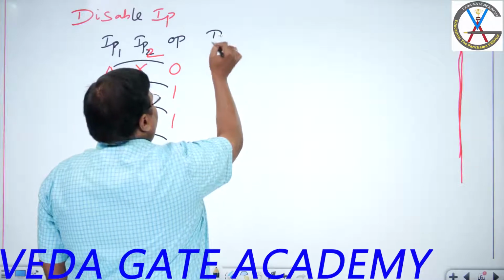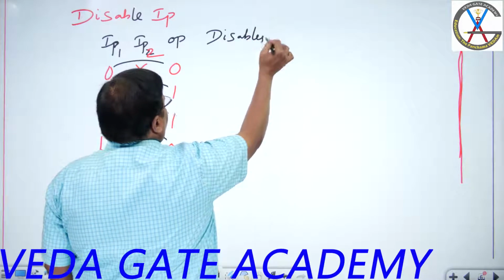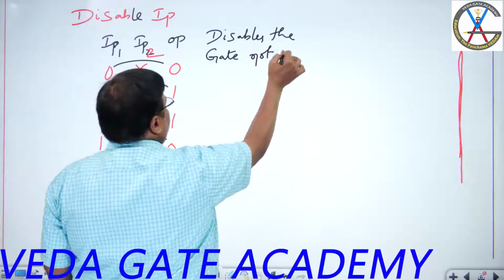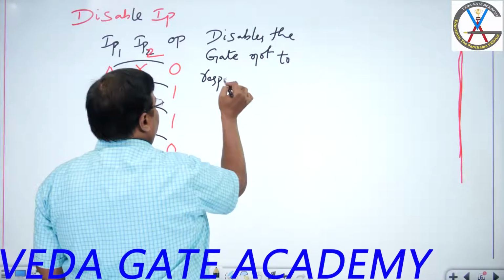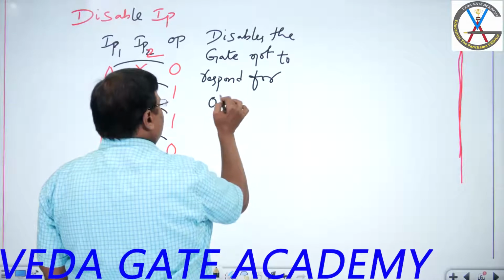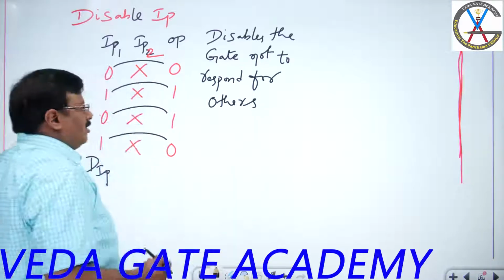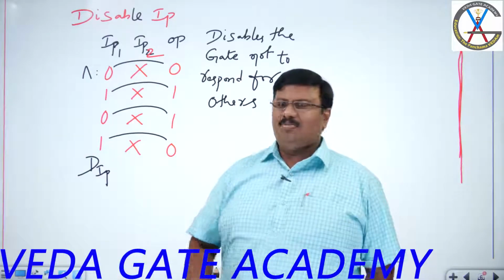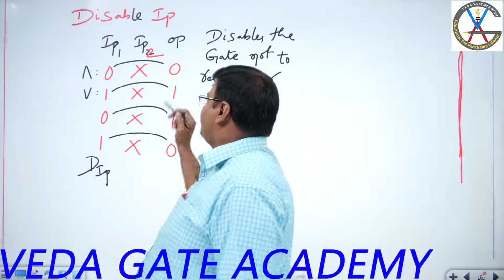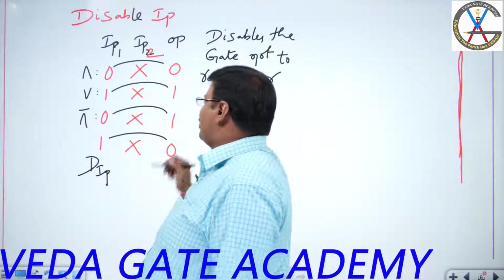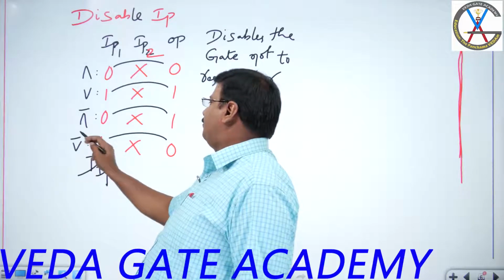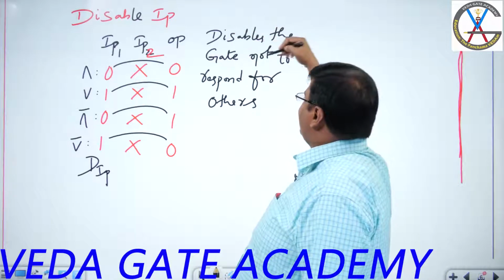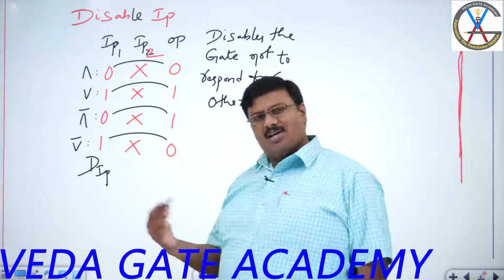Definition: it disables the gate not to respond for others. I repeat, it disables the gate not to respond for others. So blindly, if any input is 0, output is 0: it is logic AND. And logic OR, if any input is 1, the output is 1. Logic NAND, if any one is 0, output is 1. Logic NOR, if any one is 1, output is 0. Decision maker is input 1 itself, but not input 2. It disables the gate not to respond for others. It disables all other inputs from coming to the output.